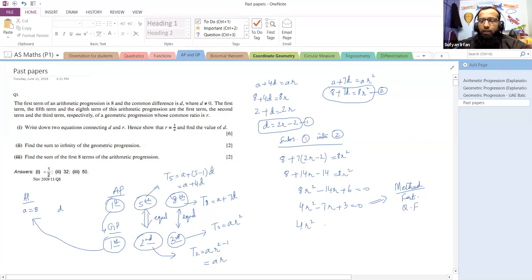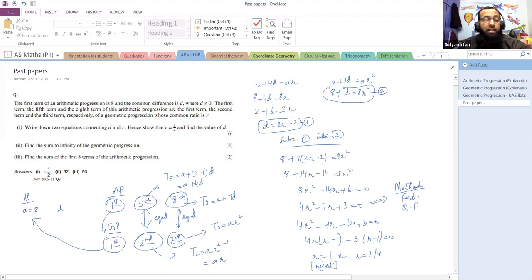4R squared, 4 threes are 12, minus 4R minus 3R plus 3 equals 0. If you take 4R as common, it becomes R minus 1, and pairing it, minus 3 common, R minus 1 equals 0. So we have two values of R: R equals 1 or R equals 3 upon 4. Sir, we are getting two values, but we have to reject one. Now, which one is going to be rejected?